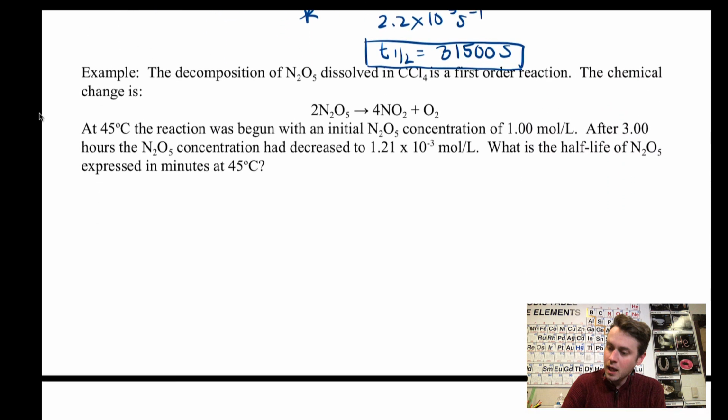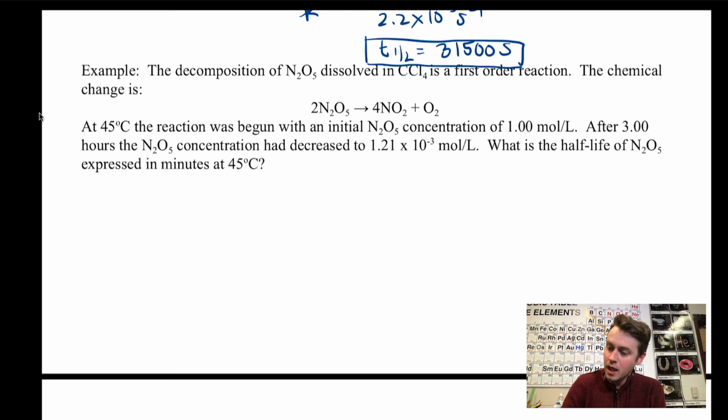Here's another example. I think this one might be a little bit more complicated. It tells us the initial concentration is 1 molar. It says after 3 hours, the concentration has decreased to 1.2 times 10 to the negative third. What is the half-life of N2O5 expressed in minutes at 45 degrees Celsius? This one is a little bit more complicated because we can't just use that formula that was given to us, but we can use the first order integrated rate law.